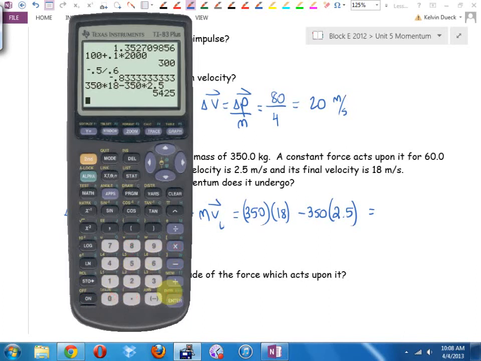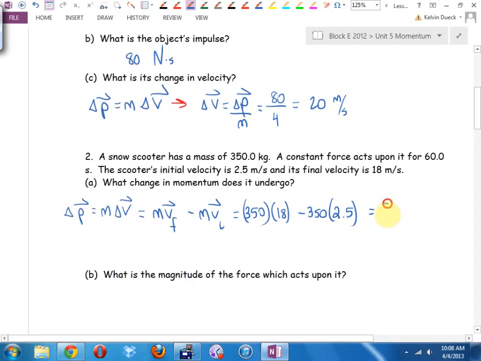I get 5,425 kilogram meters per second. And again, you could also say newton seconds, but since I didn't use the force one, I use the mv. I'll use my answer, mv, and my units.